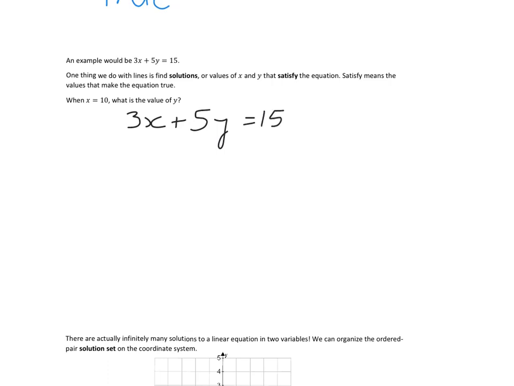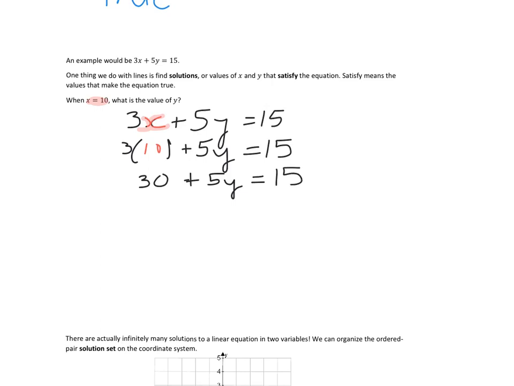All right, so again, we're saying x is 10. So wherever we see an x, we're going to substitute 10. All right, so 3 times 10, 3x is really 3 times x. All right, so we have this. So now we have a linear equation, and we're going to solve it for y. And this is going to tell us what y has to be when x is 10.